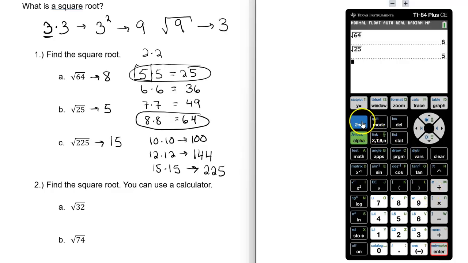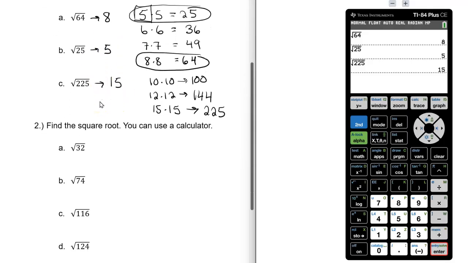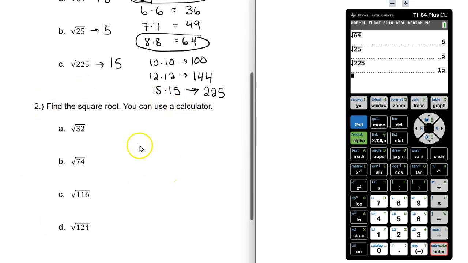All right, so now again, second, my x squared button, right? Because again, I'm trying to pull that square root button down. And then I enter my 225 and I hit enter. So look at that. We got all of those, right? So one was just thinking of pairs and multiplying them together and getting the answer. Here, we actually did a square root of the answer, and then it gave us what the answer to the root was.